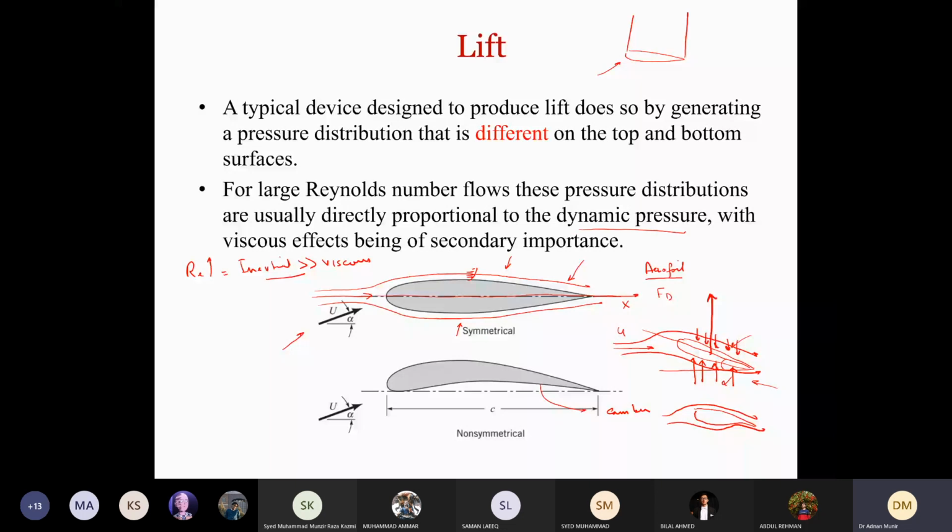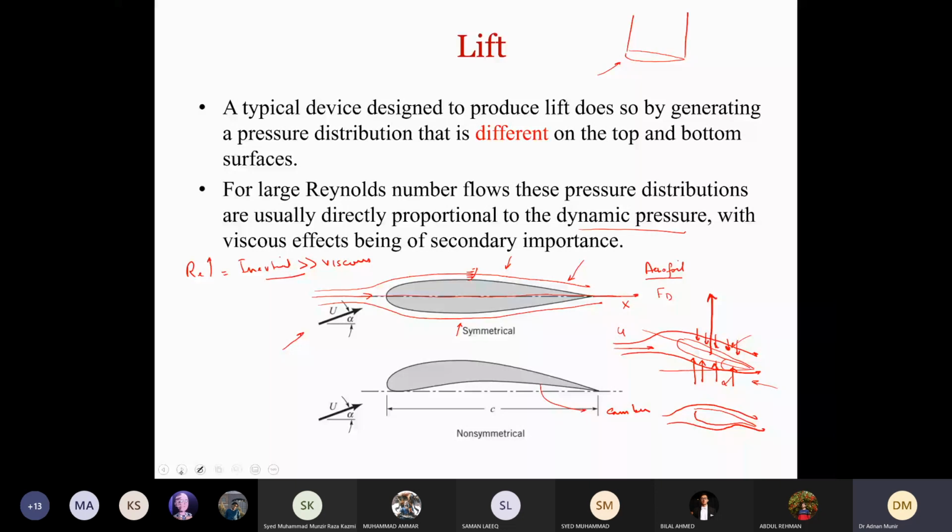So this slide is just telling you that depending on the shape of the aerofoil, if we have a non-symmetrical shape, it will induce more lift. Why will it induce more lift? Because of the uneven distribution of pressure, and at high Reynolds number, that lift force is purely because of the pressure force.